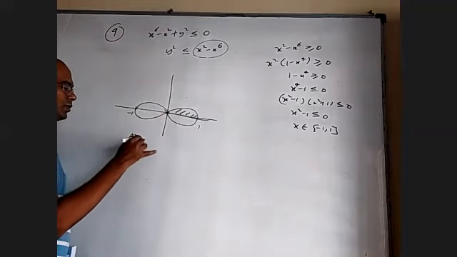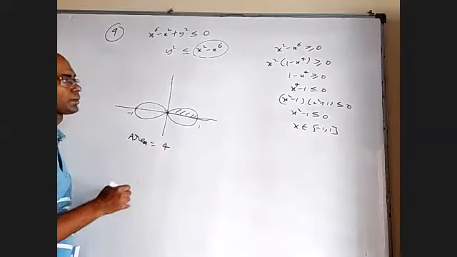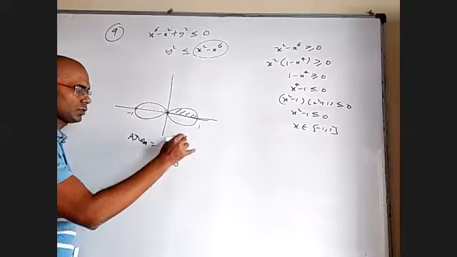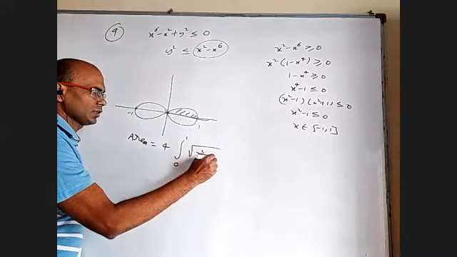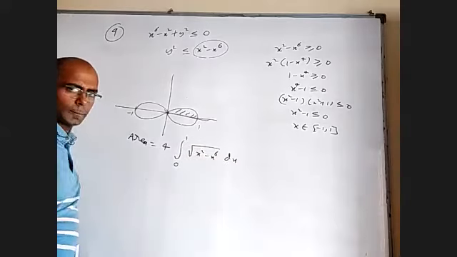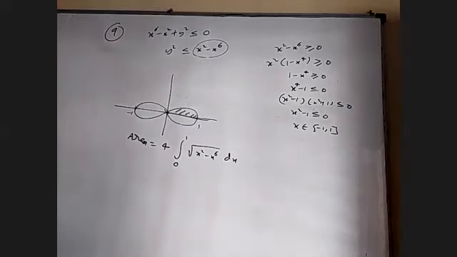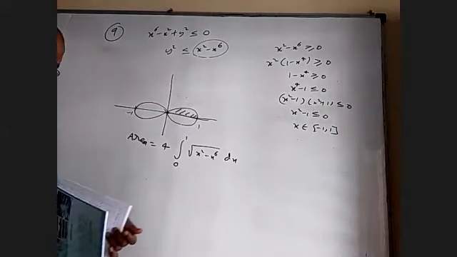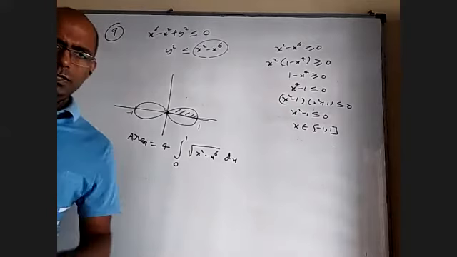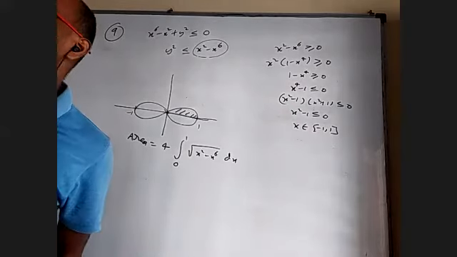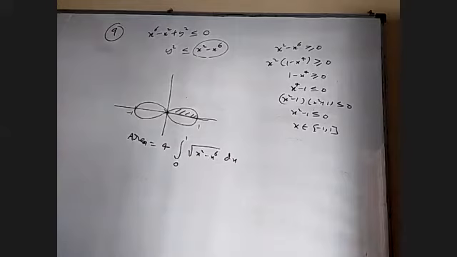So the area will be 4 times the integral from 0 to 1 of square root of x square minus x power 6. Just think about this integral, and I'll come back. I'll take 3 to 4 minutes, so please do some work.